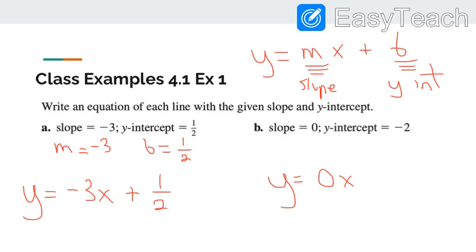0 times x minus 2. We know 0 times anything is 0, so you can just get rid of that, so this one is just y equals -2. I would suggest, if you haven't graphed a line in a little bit, go to Desmos and graph both of these so you remember what they look like.